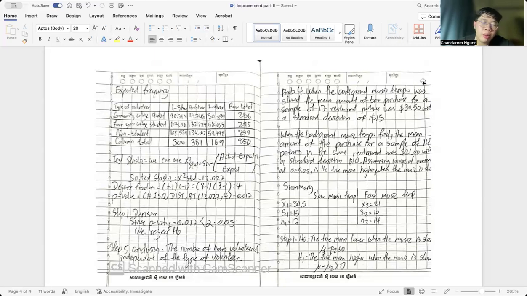Moving on to the last problem, problem 4. First, we have to read through the problem, as we will get the given values like mean, standard deviation, and sample size. So we start by defining the hypotheses. Null hypothesis H0: the true mean bar purchase when the music is slow is less than or equal to when the music is fast. Next is the alternative hypothesis H1: the true mean bar purchase is higher when the music is slow.